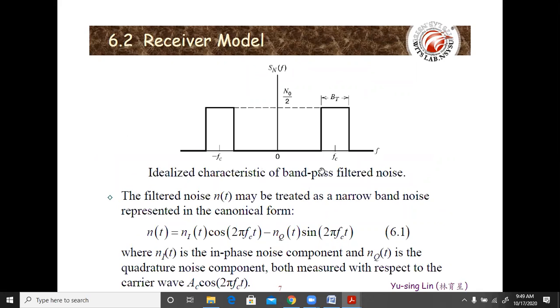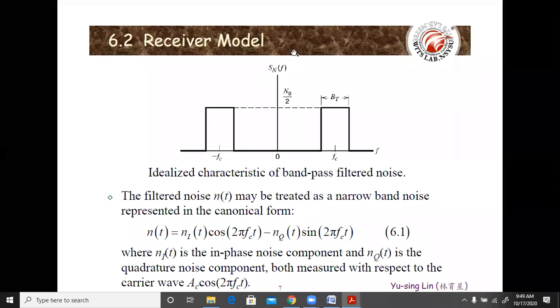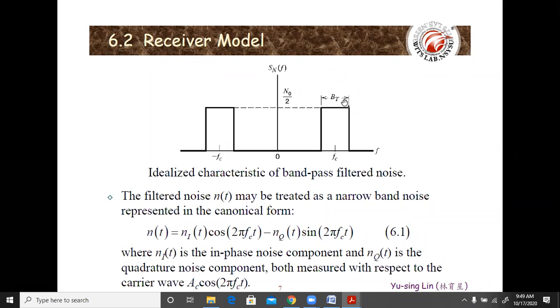So the idealized characteristic of the band pass filter is written like this. This is the band pass filter with N0 by 2 as the power spectral density SNF, with Bt as the bandwidth, both positive as well as negative, and center frequency Fc much larger than Bt. The filtered noise NT can be treated as follows.